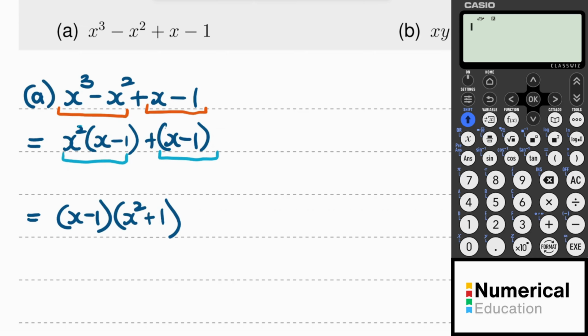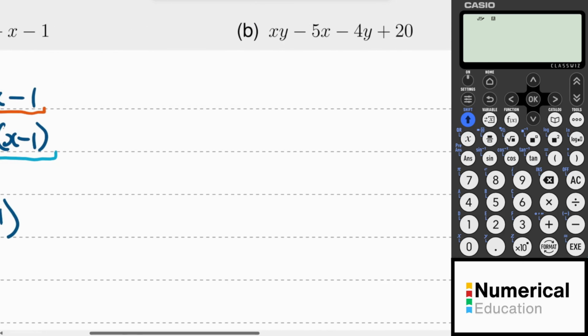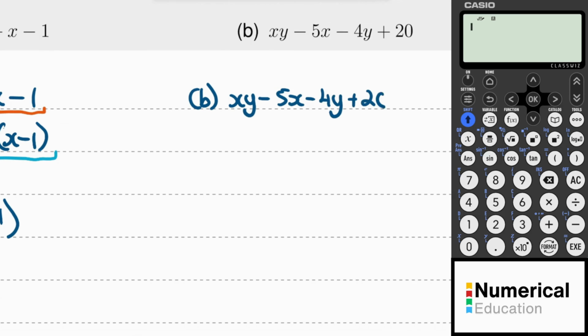So long story short, with the grouping method, you look at the 2 terms and you factorize them as much as you can. In the next line, you further factorize because there generally will be something that's common. Let's do another one just to make sure we're really comfortable with this idea. So once again, for part B, we've got 4 terms. xy minus 5x minus 4y plus 20.